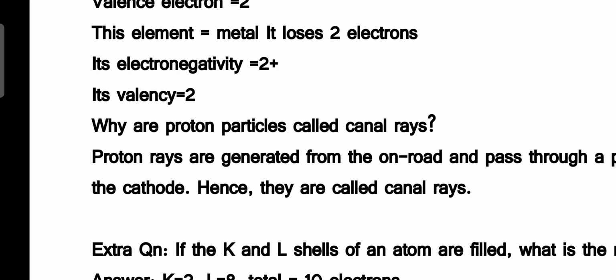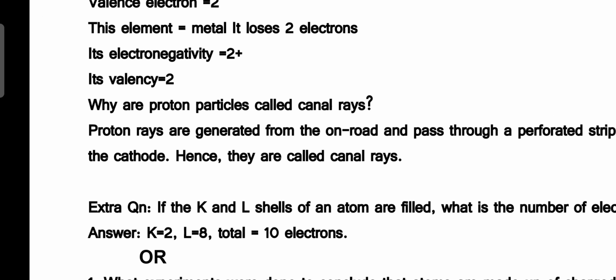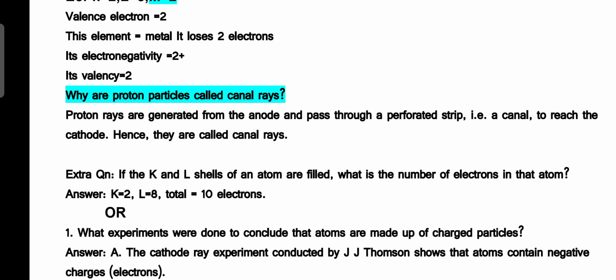And the next question, let us move to the next question. Why are proton particles called canal rays? Proton rays are generated from the anode and pass through a perforated strip that is called canal to reach the cathode. Through this perforated strip, the proton rays pass through and reach the cathode. So their name is canal rays.